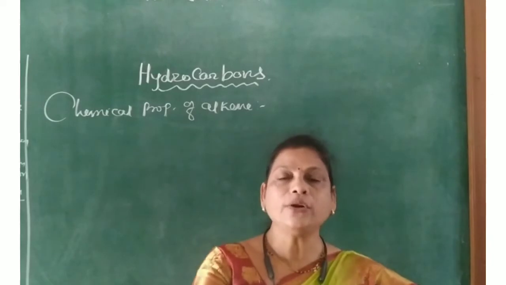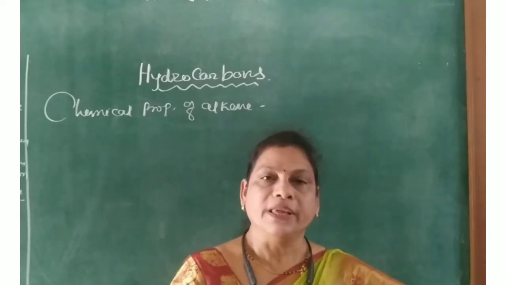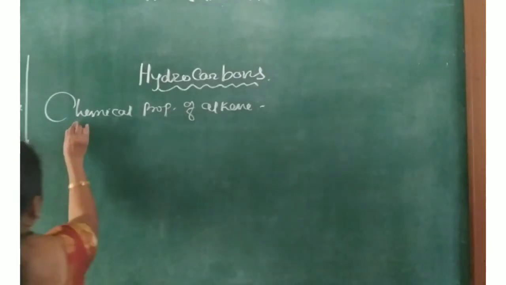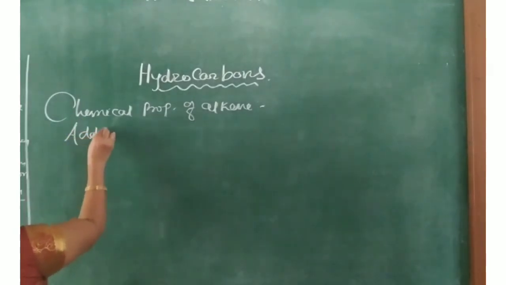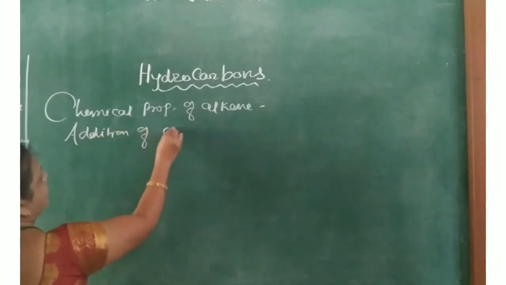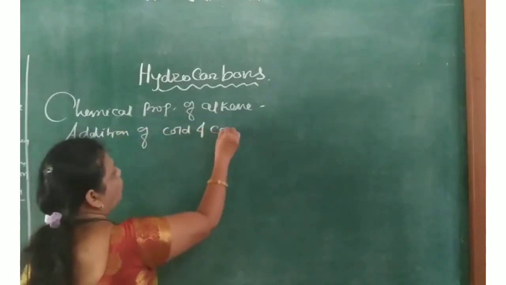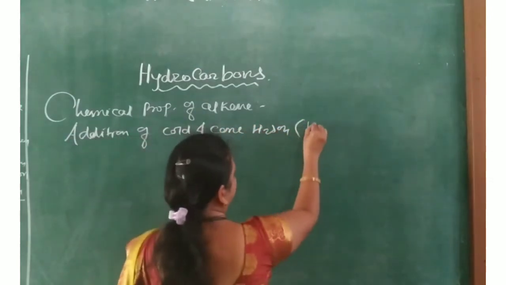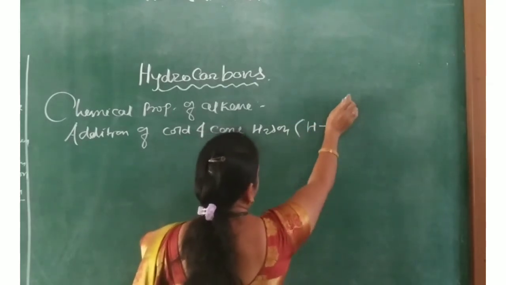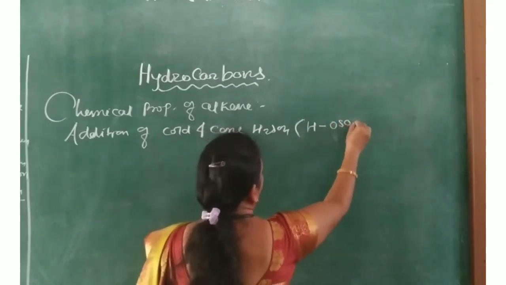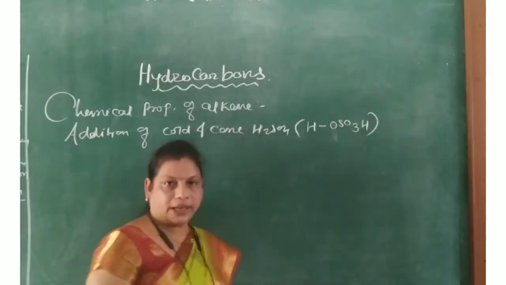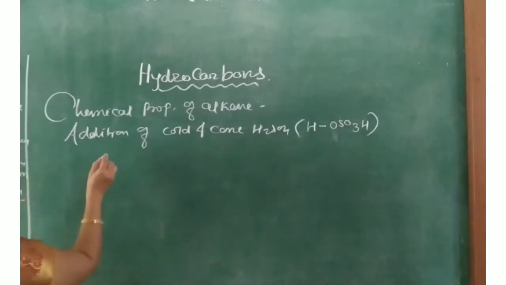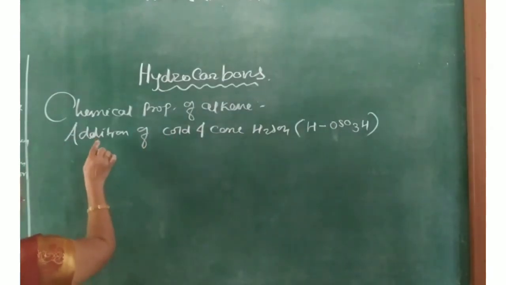Okay, so according to that rule, the Markovnikov rule, here we are going to study the action of sulfuric acid, that is addition of cold and concentrated sulfuric acid. Okay, for our convenience, this sulfuric acid can be written as HOSO3H or HSO4. Then here first, that is action of sulfuric acid on alkene.